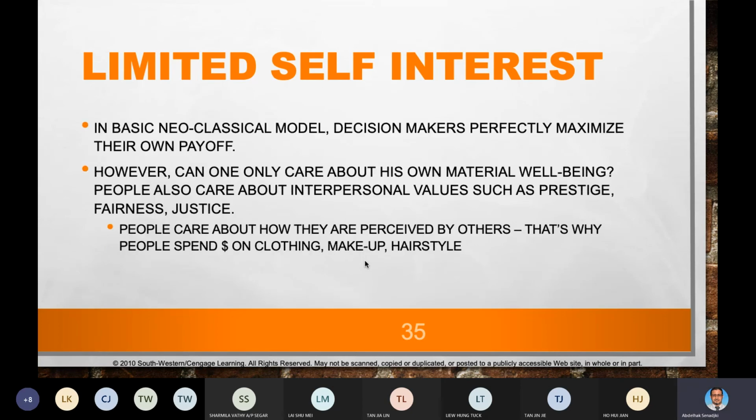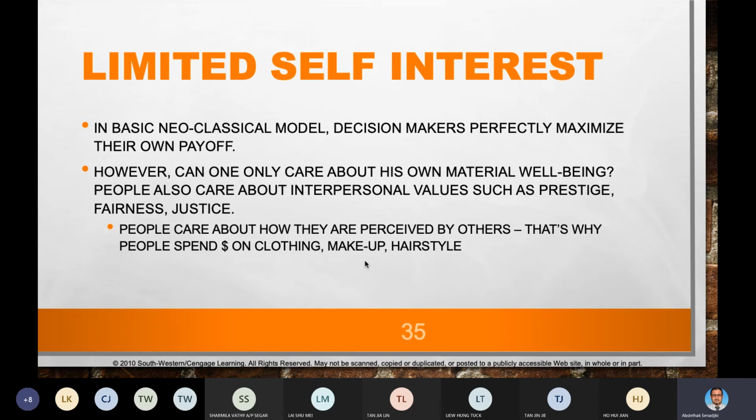In a basic neoclassical model, decision makers perfectly maximize their own payoff. For example, can one only care about his own material well-being? People also care about personal values such as prestige, fairness, justice.